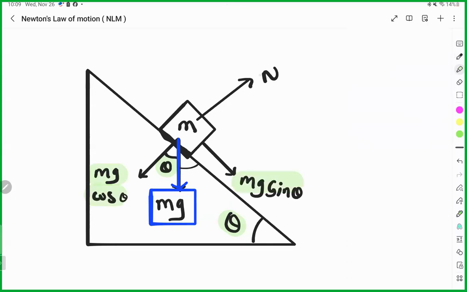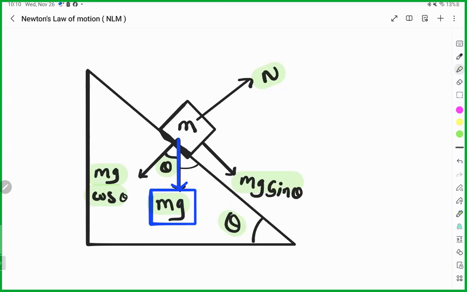And perpendicular to the surface is always normal. Downward direction is always mg. Always downward. Understood? Whatever the situation, it doesn't matter, mg is always in the downward direction.